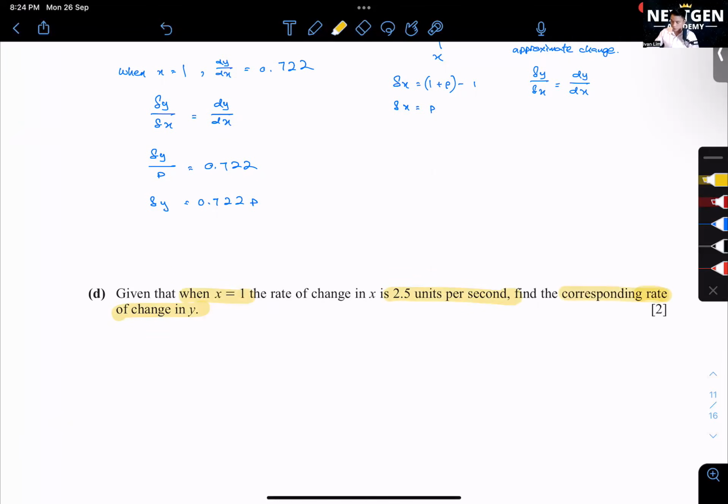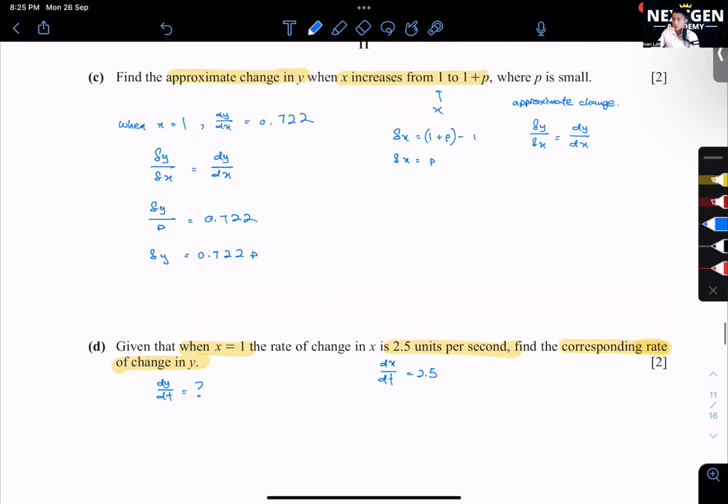Okay, so what we want to find. They give us the rate of change of x. So this is dx over dt equals 2.5. They want us to find the rate of change in y, so this is dy over dt. What is dy over dt? What else can we find from the question?